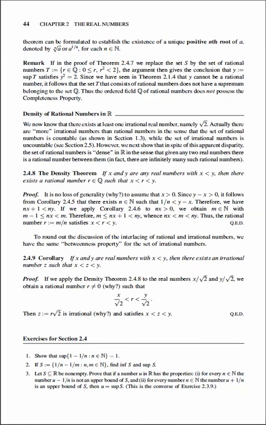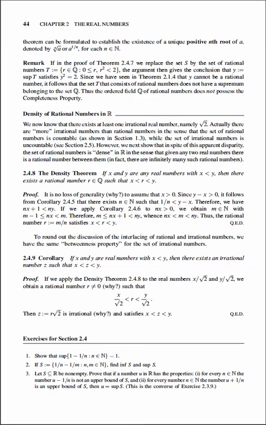The book ties up section 2.4 with a discussion of the density of the rational numbers in the real number line. It says that basically, if you pick any 2 real numbers, there is always a rational number between them. That's what the density theorem says. It's also possible to prove corollary 2.4.9, which is that given any 2 real numbers, there is always an irrational number between them. So both the rationals and the irrationals are dense in the reals.